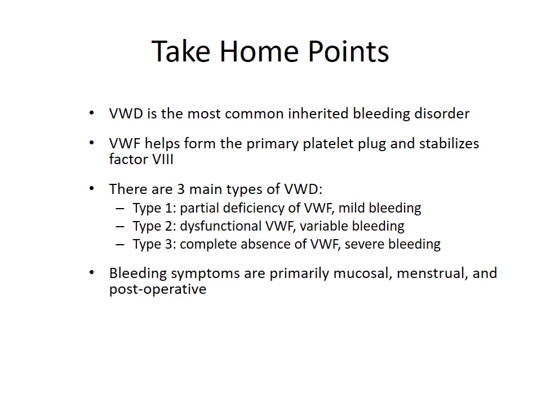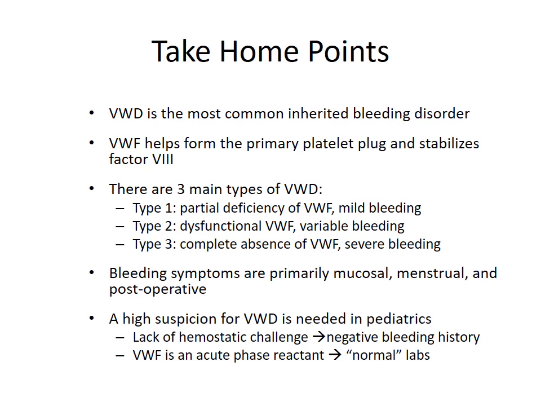Your bleeding symptoms in von Willebrand's disease are primarily mucosal, menstrual, and postoperative bleeding. And a high level of suspicion for von Willebrand's disease is needed in pediatrics, namely because patients will normally have a negative bleeding history due to lack of hemostatic challenge, and also because von Willebrand's factor is an acute phase reactant and your screening labs may appear normal.